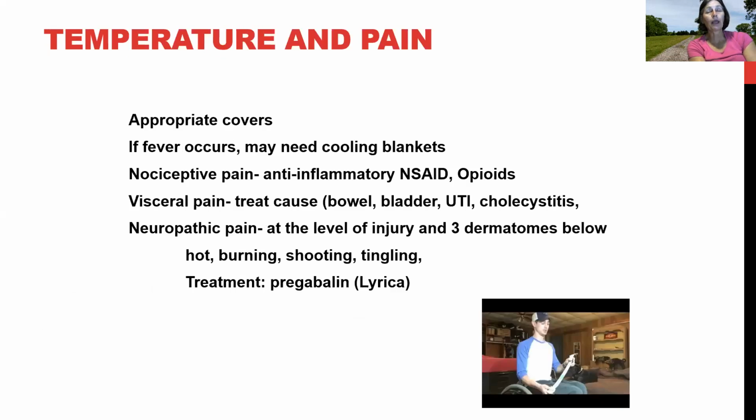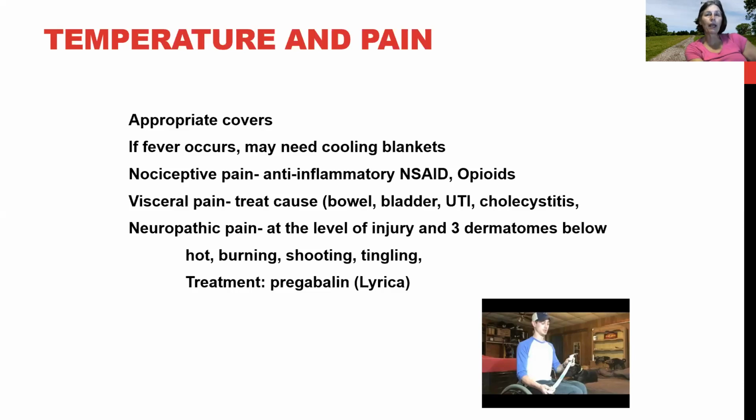Okay, temperature and pain. Make sure they have appropriate covers, but also make sure you have a fan in the room. You might need a heating and cooling blanket. Now, if they have nociceptive pain, remember, there was neuropathic pain and nociceptive pain. If they have nociceptive pain, NSAIDs can help with that, or opioids. We try not to give everybody heavy-duty opioids, but anti-inflammatory drugs like Nuprin, Advil, all of those.